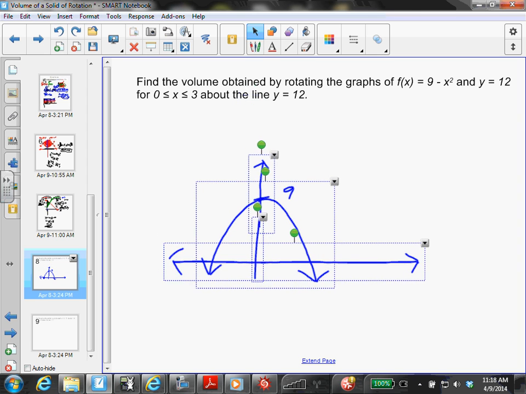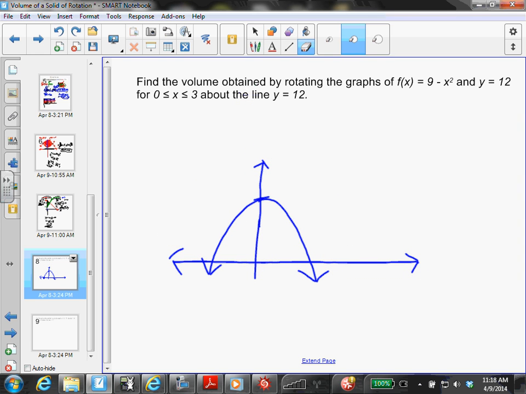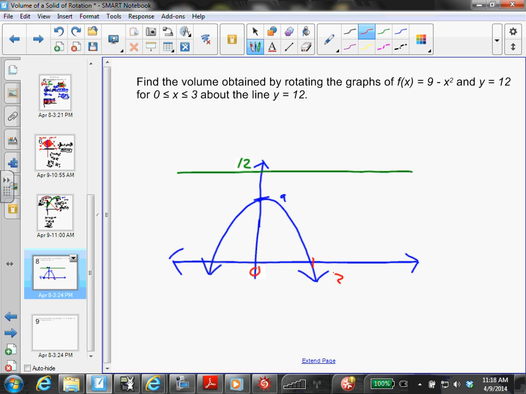And then my other line that I'm using here in this problem is the line y equals 12. Right, so y equals 12 is just a straight line where your y value is 12 all the way across. And then we're just concerned with the space from 0 to 3. So from 0 to 3. And this thing's actually going to cross the x-axis at 3, because if you plug x equals 3 into the function f of x equals 9 minus x squared, you would get 0. So this point right here at 3, 0 is the end.